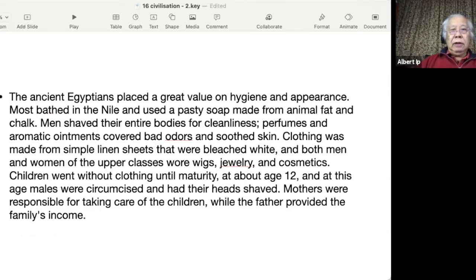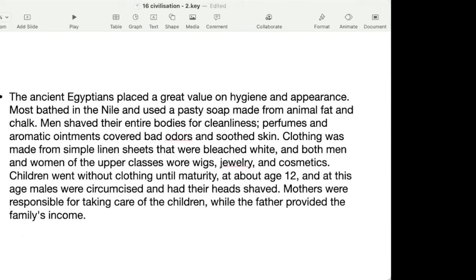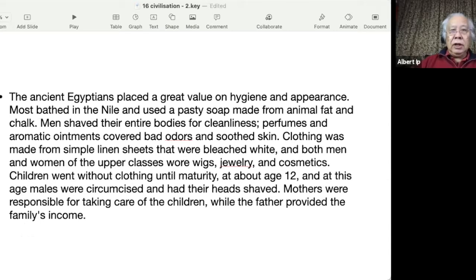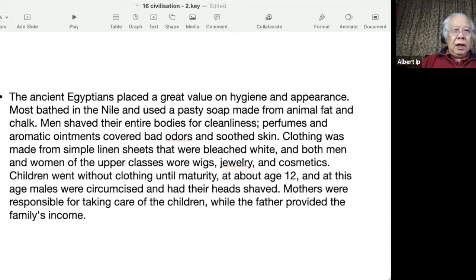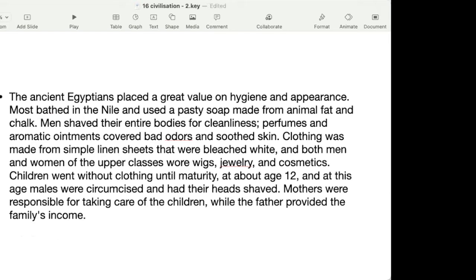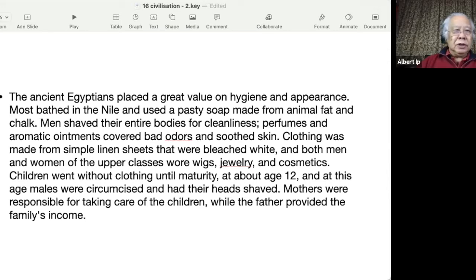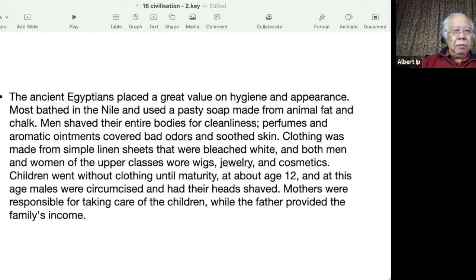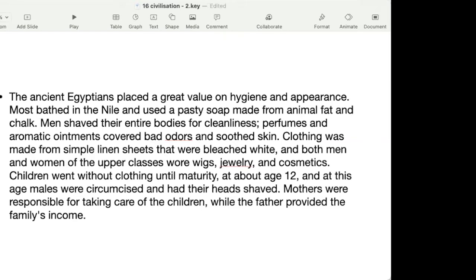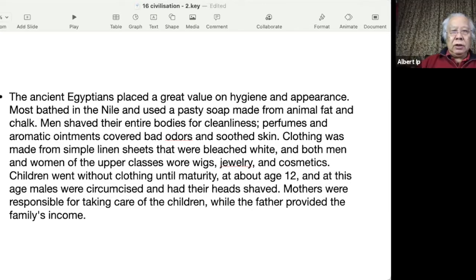The Egyptians place a great value on hygiene and appearance. They usually bathed in the Nile and used a soap made from animal fat and chalk. Men shaved their entire bodies for cleanliness. Perfumes and aromatic elements covered bad odors and smoothed skin. Clothing was made from simple linen sheets, which were bleached white, and both men and women of the upper class also wore wigs, jewelry, and cosmetics.